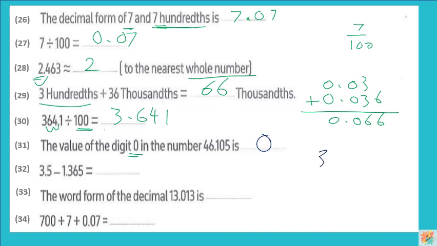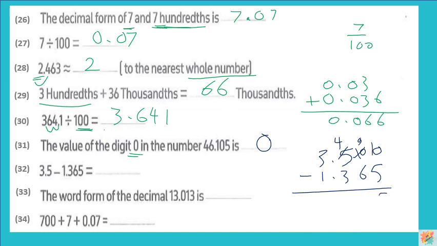Question number 32. We will do 3.5 minus 1.365 equals what? Put up here 2 zeros. Then we'll start to make minus. 0 minus 5 can't be, borrow 1, so 5 becomes a 4. This 0 becomes 10, then becomes a 9, and this 0 becomes 10.